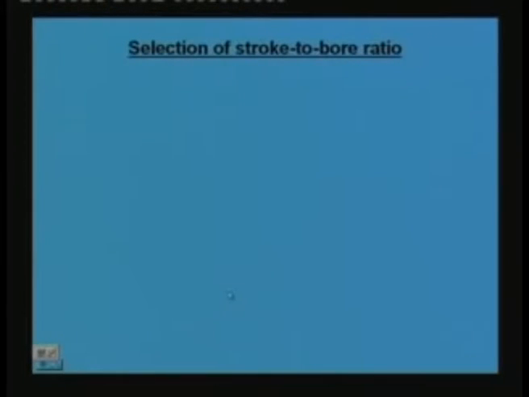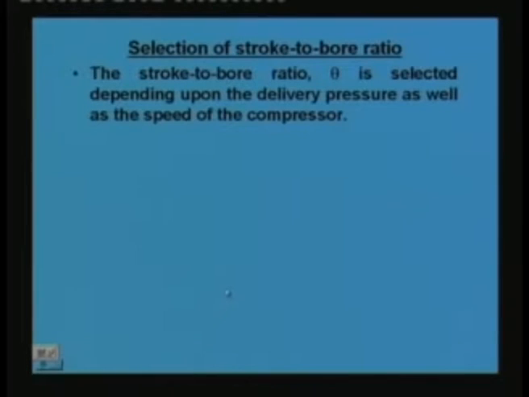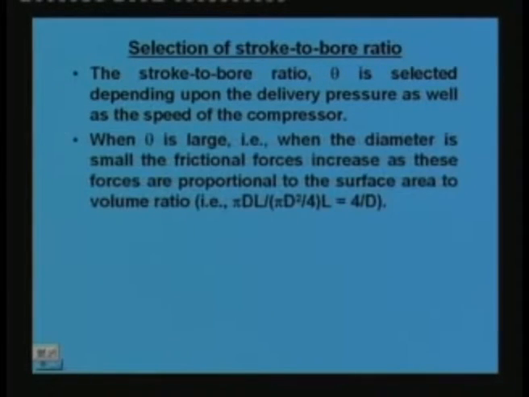Okay, so selection of stroke to bore ratio. The stroke to bore ratio theta is selected depending upon the delivery pressure as well as the speed of the compressor. So how does the delivery pressure affect the stroke to bore ratio, and how does the speed of the compressor affect the stroke to bore ratio? Let us look at it. What happens when theta is large? Theta, as you know, is L by D. Theta is large means the diameter is small.